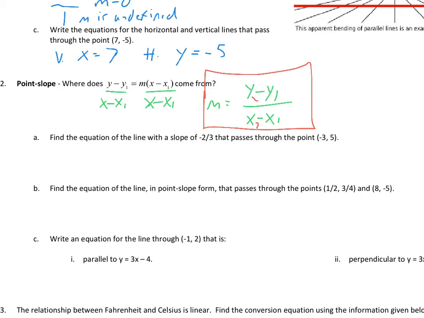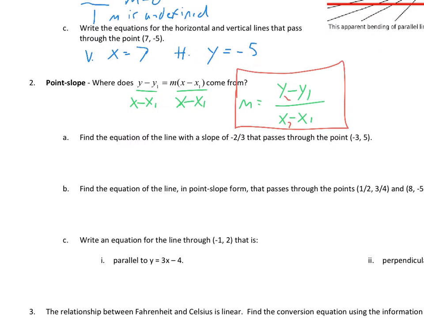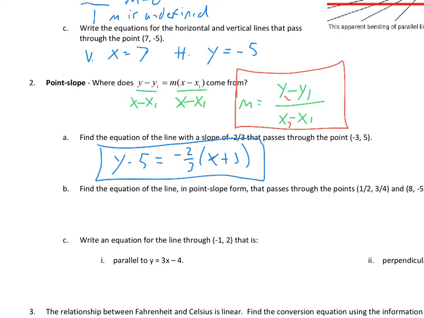Okay. 2a, find the equation of the line with a slope of -2/3 that passes through point -3,5. So I'm just going to use point slope directly and get y minus 5 equals -2/3 times x plus 3. It's x minus -3, so it becomes x plus 3. The beauty of point slope, and for the most part how we're going to use it, is we're done. That's all you got to do. You just plug in the values.